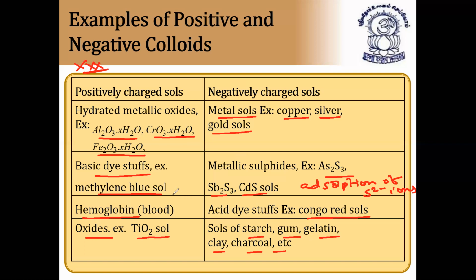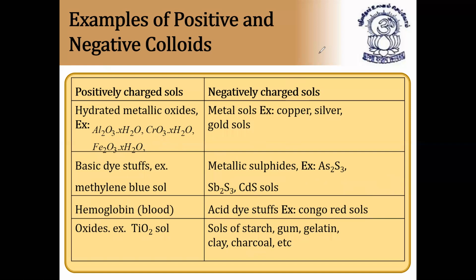Which of the following is a positively charged salt? Which of the following is a negatively charged salt? They'll give options, and in those options you have to identify. If the options are hydrated metallic oxides, blindly you can say it is a positively charged salt. Basic dyestuff like methylene blue solution is positively charged. Hemoglobin is positively charged. Oxides of titanium are also positively charged salts. Metallic sulfides, metals, acidic dyestuffs, starch, gum, gelatin, clay, charcoal, etc. are all called negatively charged salts. I hope it is clear.